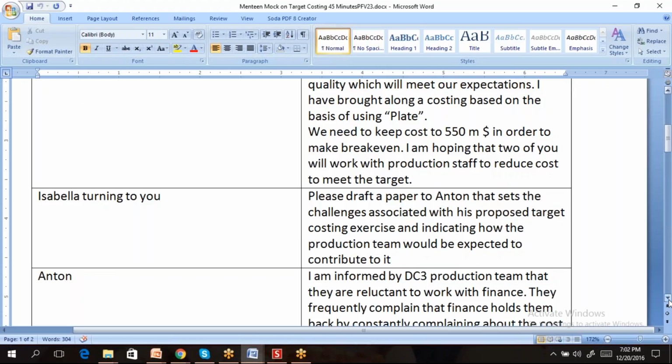Such target costing is a big challenge. It's not very easy, you can just put the figures, but where to reduce? Already the film is produced. Do you remember? Already the film is produced. How can I come down to 550 now? So that's my challenge now. So Isabella is telling you, prepare a paper and tell Anton Chan what are the challenges that we are facing and how the production team can contribute towards that.